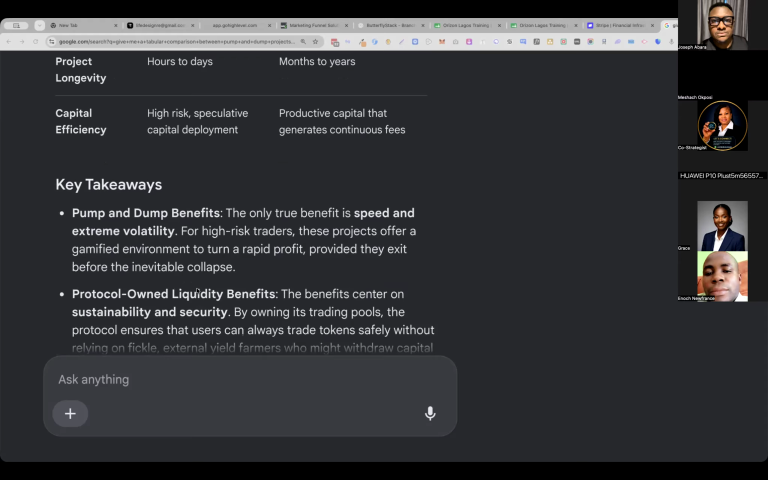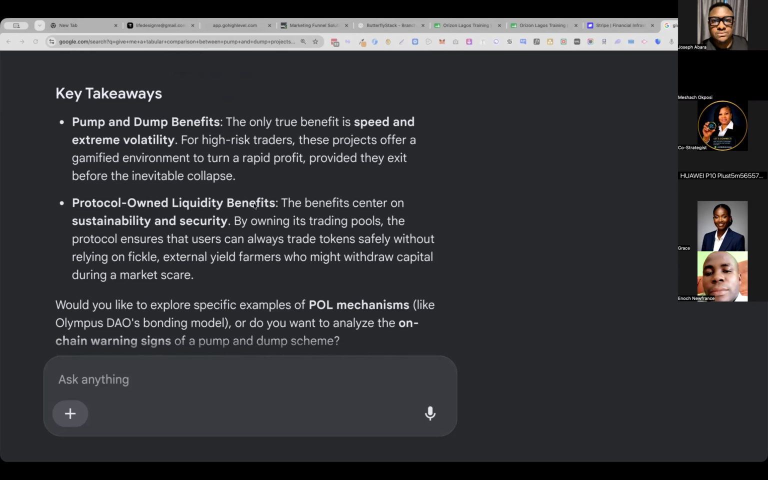So, part of what you can see in the summary here, protocol-owned liquidity benefits. The benefits center on sustainability and security. By owning its trading pools, the protocol ensures that users can always trade the token safely without relying on fickle external yield farmers who might withdraw capital during a market scare. So you see why they withdraw money during the market scare?